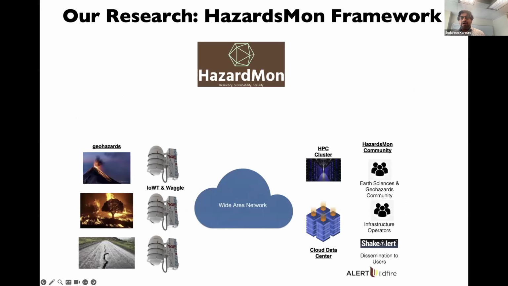So with this stage set, what is our approach? Our project is about hazard monitoring. Our goal is to have a three-pronged approach to addressing this problem.